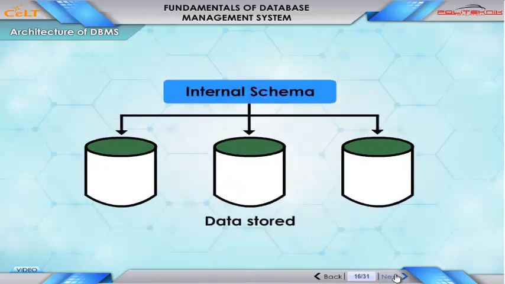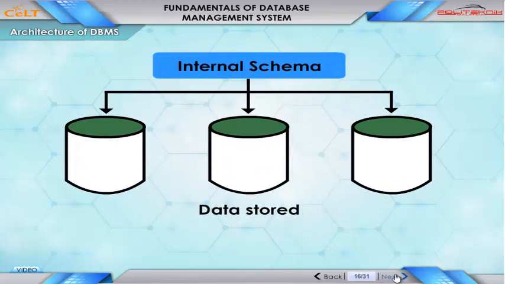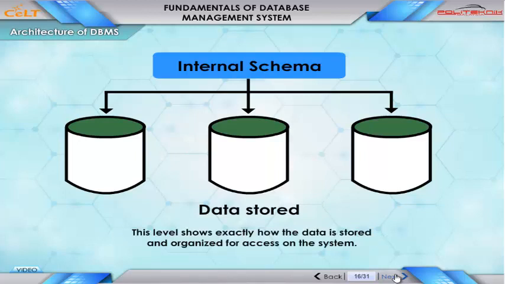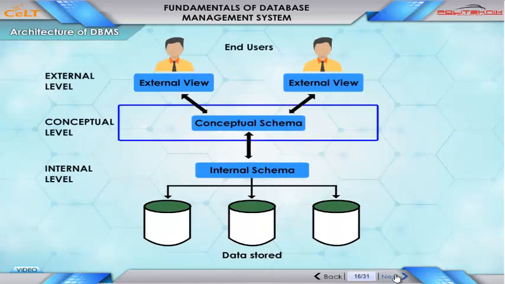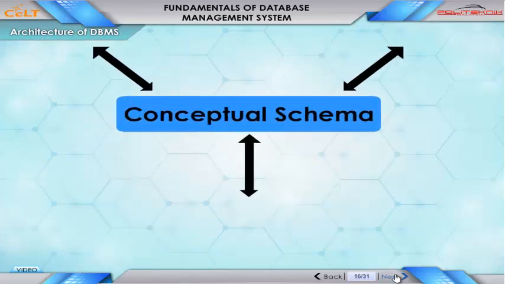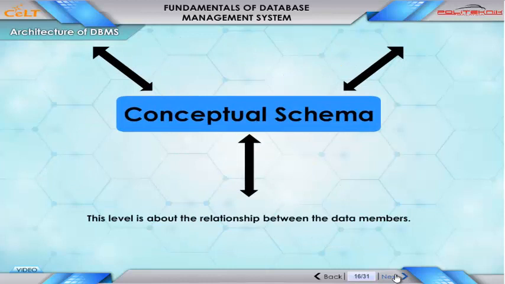Internal level. The internal level is the lowest level in a 3-tiered database. This level deals with how the database data is stored. This level shows exactly how the data is stored and organized for access on the system. This is the most technical of these 3 levels. Conceptual level. This level is about the relationship between the data members. This level describes the structure of the whole database for a community of users, mapping the need of external level and internal level.